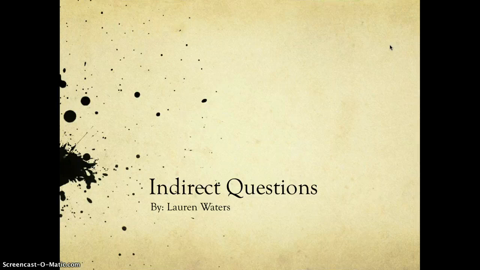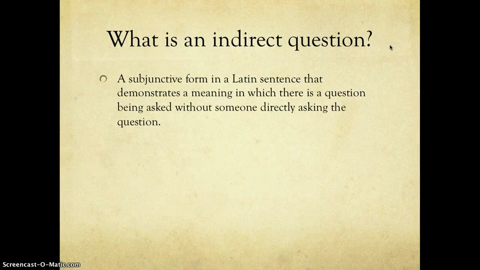Today we are going to be learning about indirect questions. An indirect question uses a subjunctive verb form to demonstrate a meaning in which there is a question being asked without someone directly asking the question. Just in case that didn't make any sense, let's look at an example.